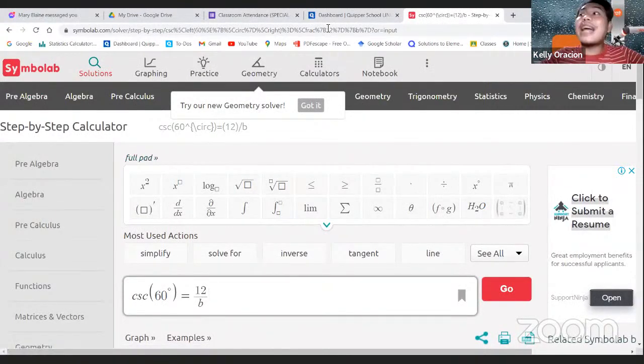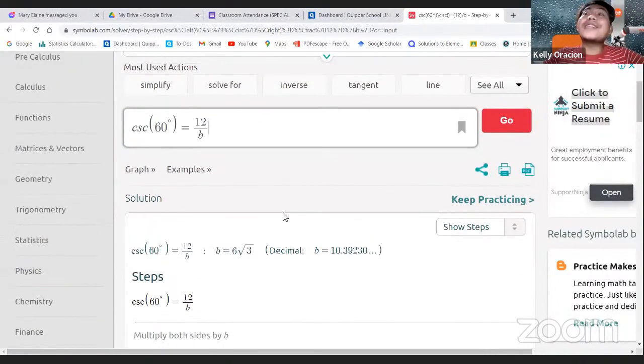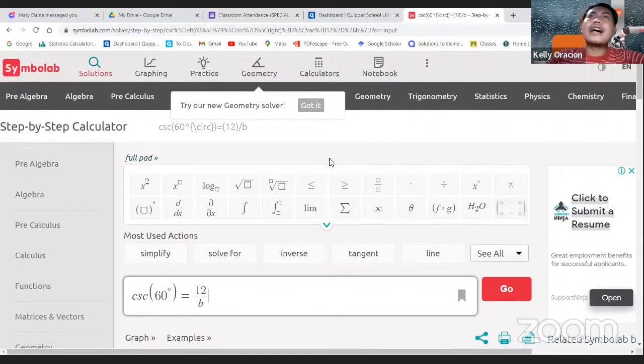Ang lalabas na sagot natin is 6 square root of 3. The value of our B is 6 square root of 3. O, di ba? Ang importante lang is alam mo yung given, alam mo yung appropriate formula. You can use this one na lalabas na yung sagot. Okay? 6 square root of 3. Now, let's go back to my PowerPoint.